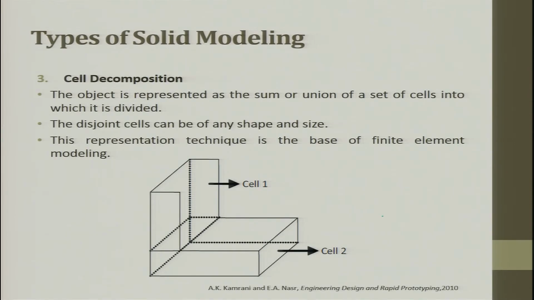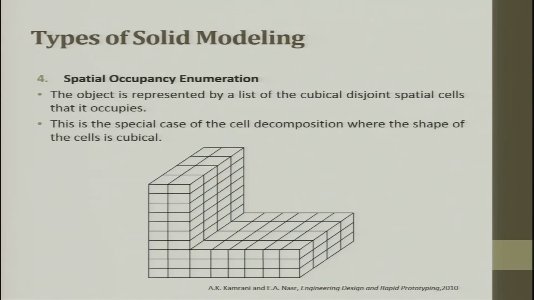The third one is cell decomposition. The object is represented as a sum or union of a set of cells into which it is divided. So, it is divided into cells. The disjoint cells can be of any shape and size. This representing technique is based on finite element modeling. So, cells are used in finite element analysis, and the cell decomposition method is also exhaustively used.